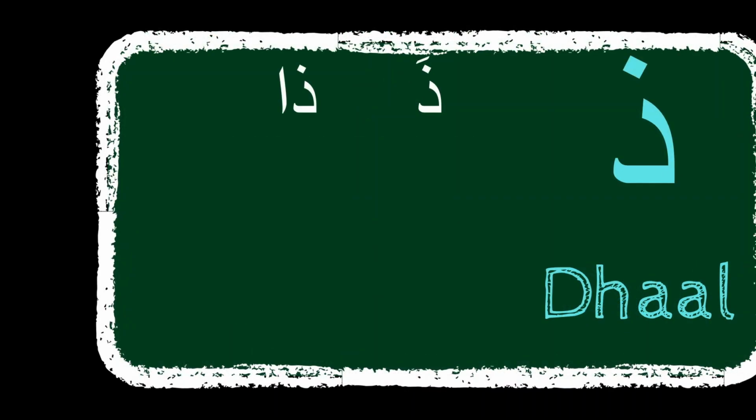The next letter is thal, and this is how to pronounce it with long and short vowels. The, the, the, the. Thu, thu, thu, thu. Thi, thi, thi.